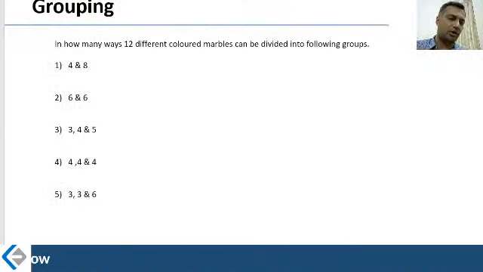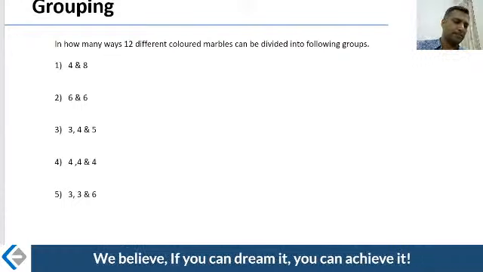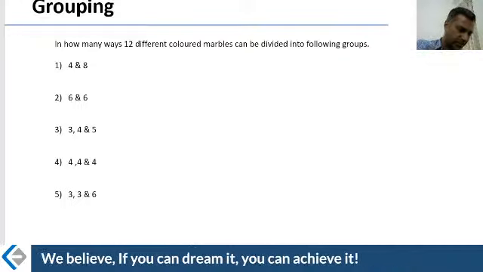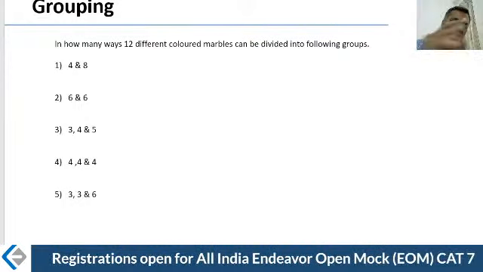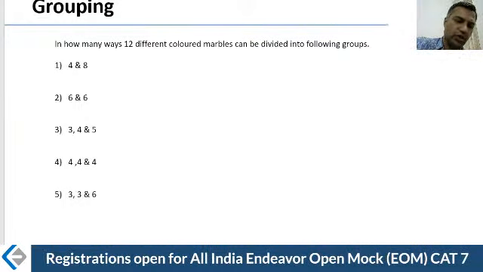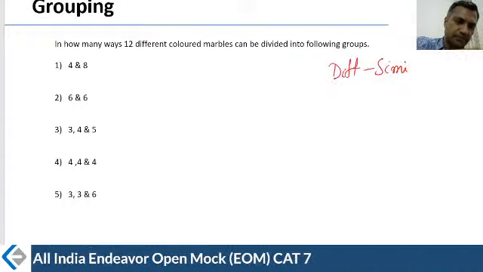I will talk about grouping now. In grouping, there are 4 types. Try and understand what I'm trying to say here. I will take them one by one. First, listen to me carefully. The grouping types are: different to different, different to similar, I'll come to what I mean by different to similar.